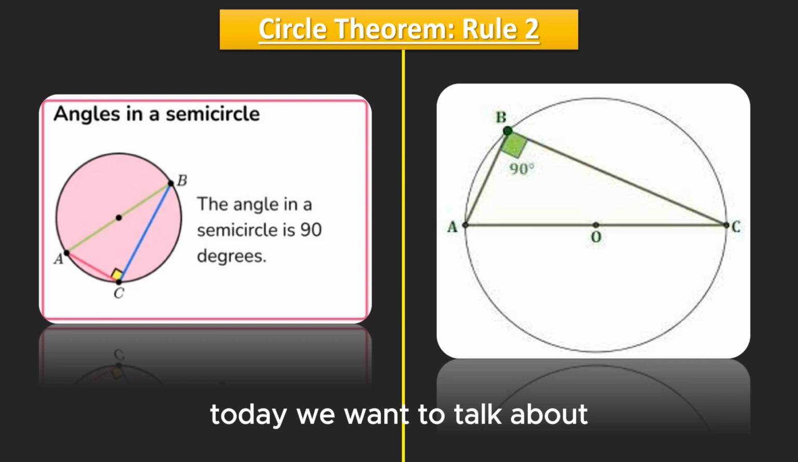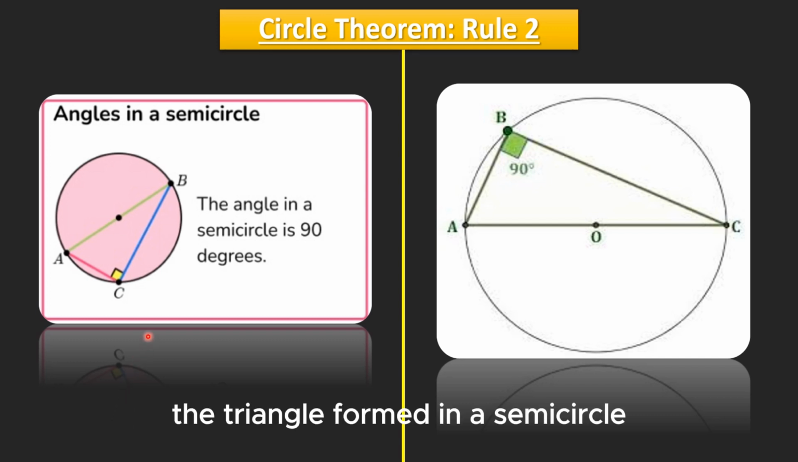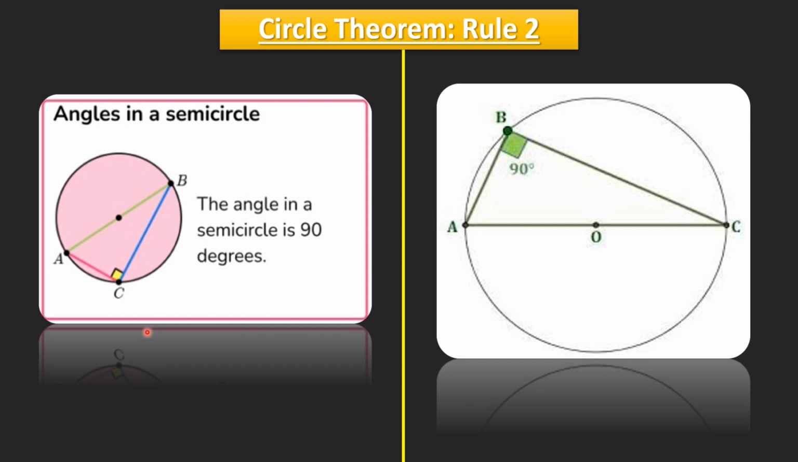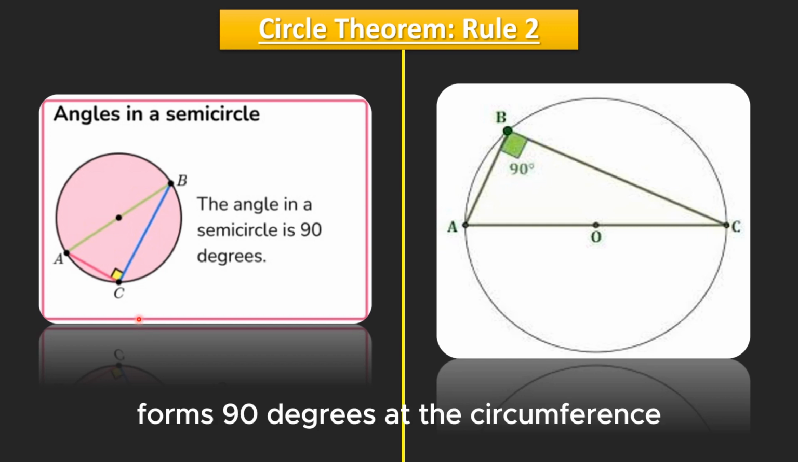Today we want to talk about the second rule of the Circle Theorem. So today we're going to be looking at angles in a semicircle. And the theorem states that the triangle formed in a semicircle forms 90 degrees at the circumference.